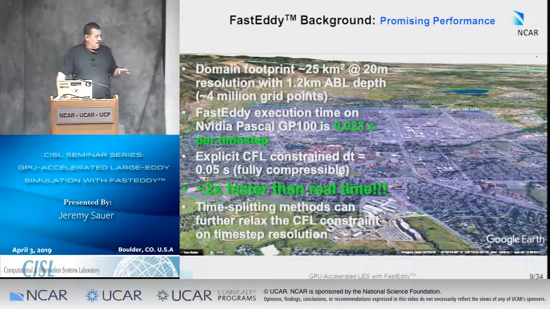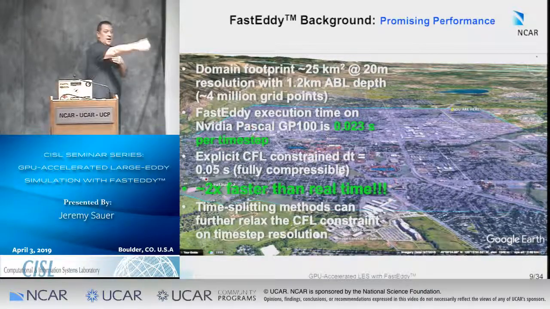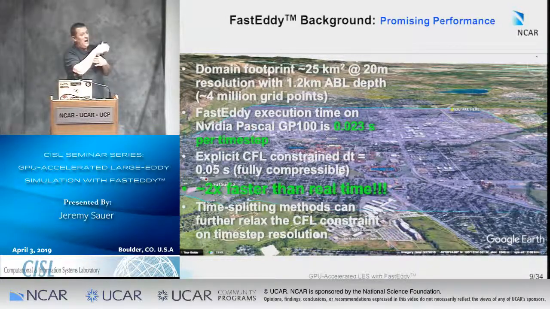We acknowledged at the time that there are other techniques you can use, like time splitting methods, that could further relax that CFL constraint, so we could take a larger time step in the same amount of time, or a little bit more, and make some gains on being even faster than real time. But again, a year ago, on a single GPU, we were twice as fast as real time over a pretty sizable expanse on one GPU.